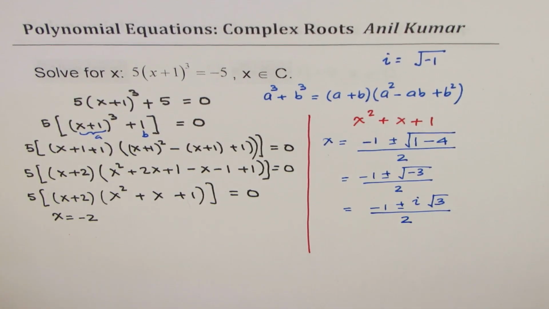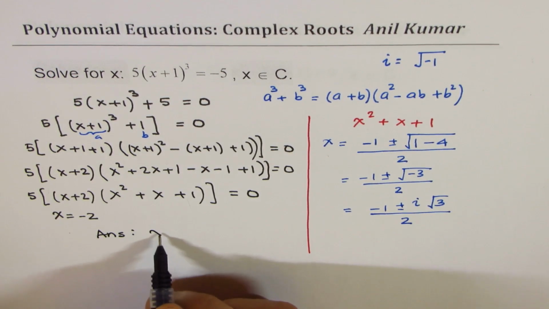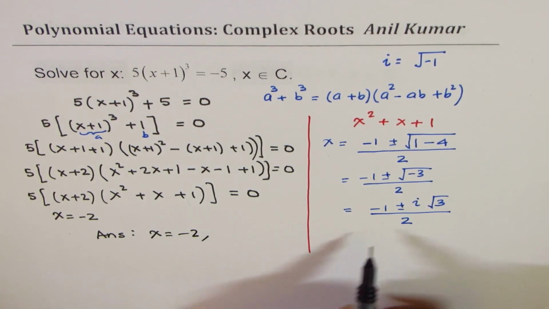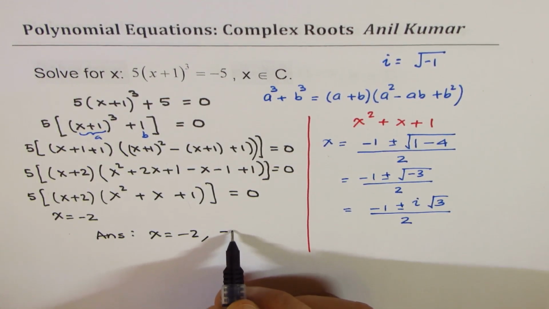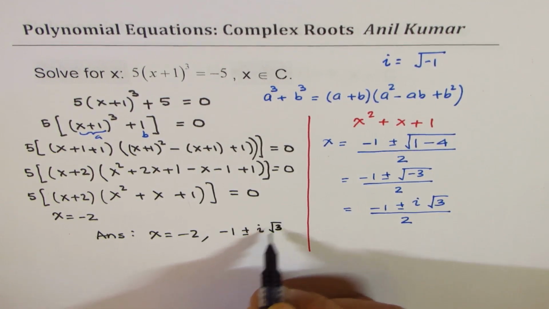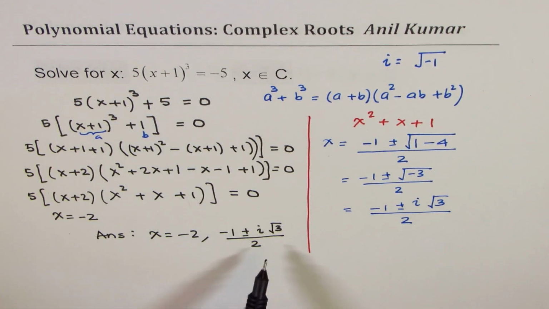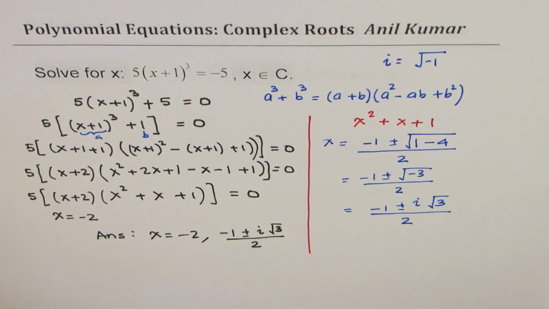So now we get our answer. Our solution is x equals minus 2, and also x equals minus 1 plus minus i square root 3 over 2. So we have a cubic equation and 3 roots. That is how it should be done. I hope the steps are absolutely clear. Now let's move on to the next example.